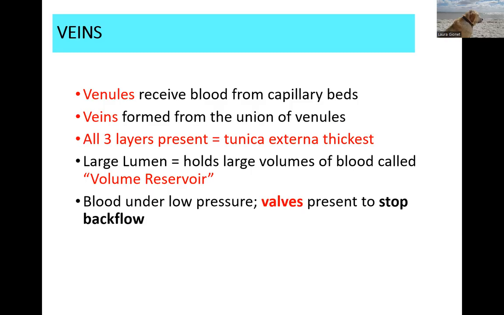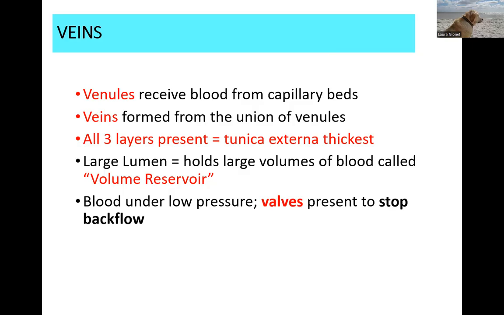And the muscular wall is going to be different. Veins are thinner and arteries are much thicker. Thus, veins have a larger lumen, because the lumens are larger in the veins, and because you have more veins than you do arteries, the venous side of circulation can store and will store more blood than the arterial side.